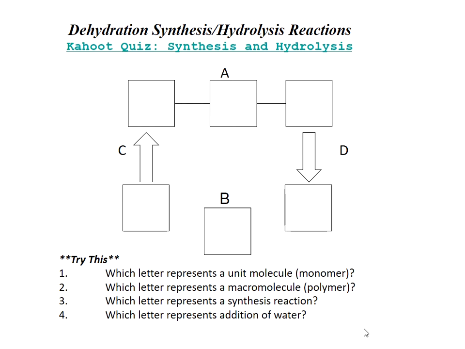So the first question, which letter represents a unit molecule? These are not linked. So these would be the build. Think of building a house. You've got your bricks or your blocks here ready to go. Once you link them together, you've got the house. So A would be the house, B would be the unit molecules. So that's going to be B. Which letter represents a macromolecule? That would be A because these are all linked together. That's a large molecule.